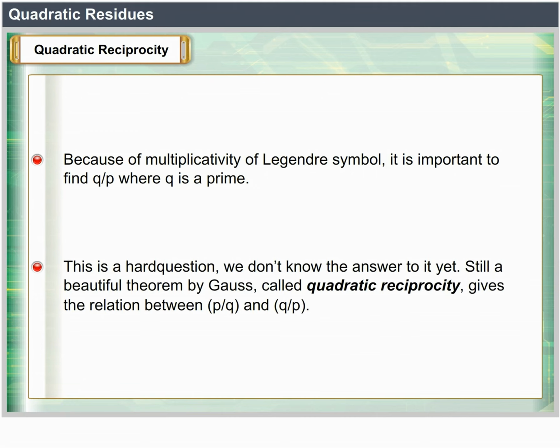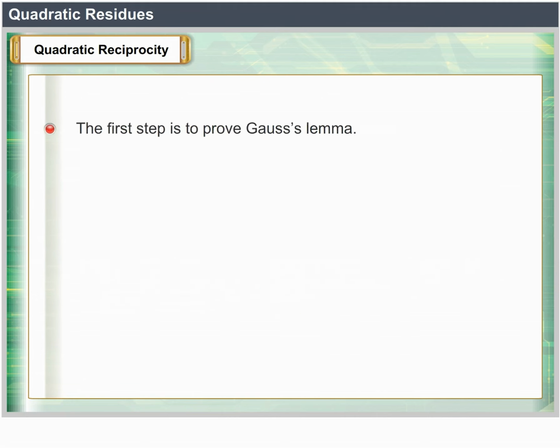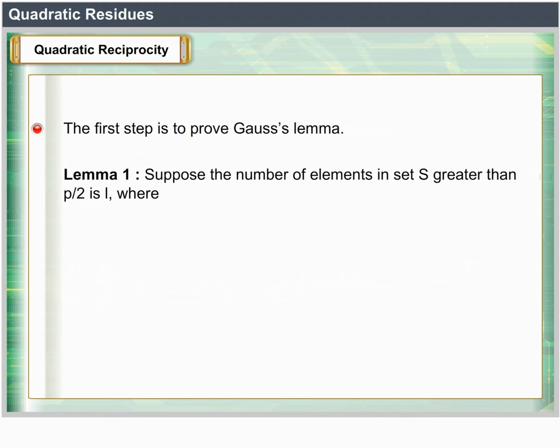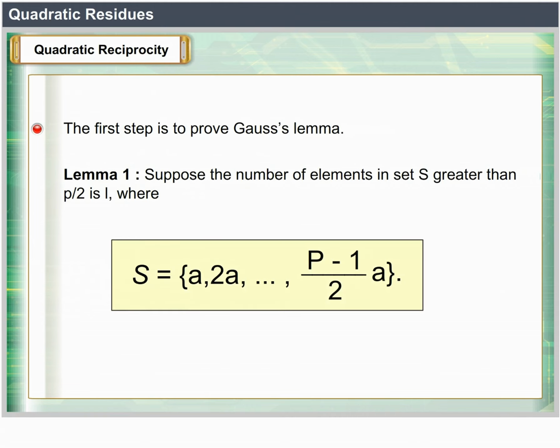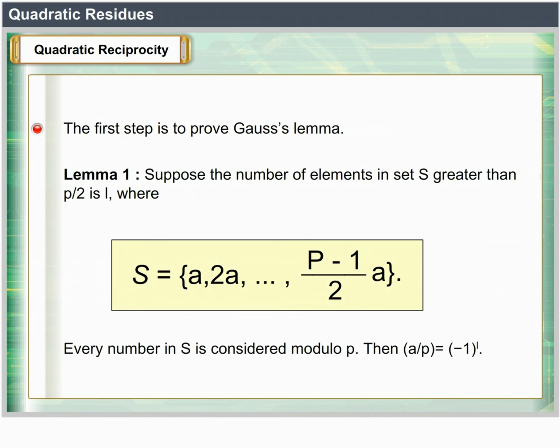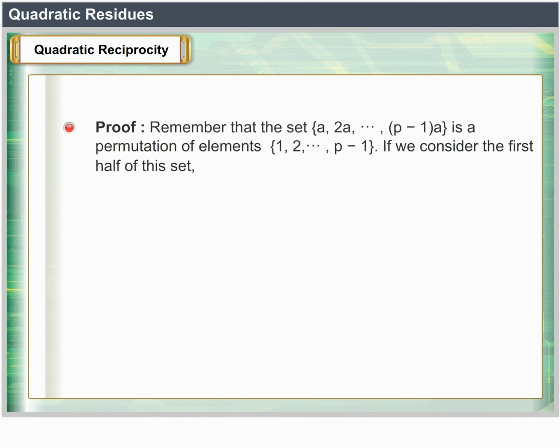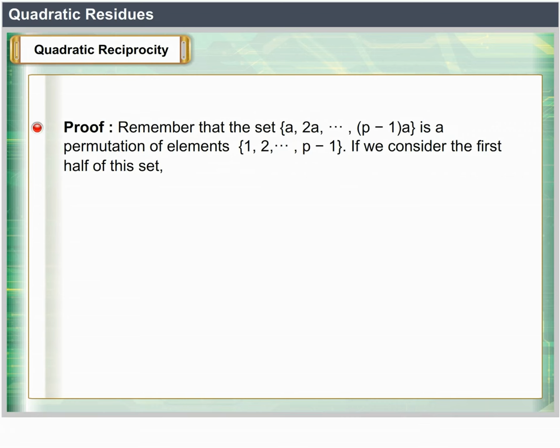The first step is to prove Gauss's lemma. Lemma 1. Suppose the number of elements in the set S greater than p/2 is L, where S equals A, 2A, up to ((p minus 1)/2) times A. Every number in S is considered modulo p. Then (A/p) equals minus 1 power L. Proof. Remember that the set A, 2A, up to (p minus 1) times A, is a permutation of the elements 1, 2, up to p minus 1.